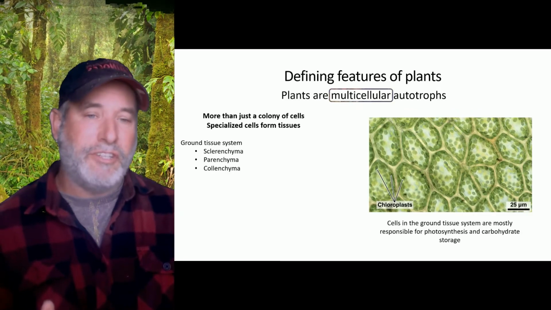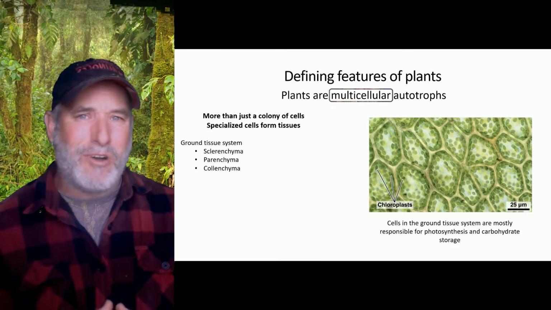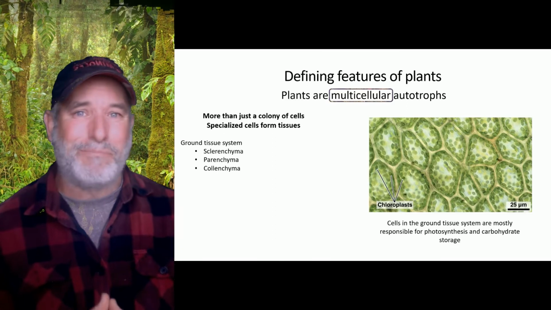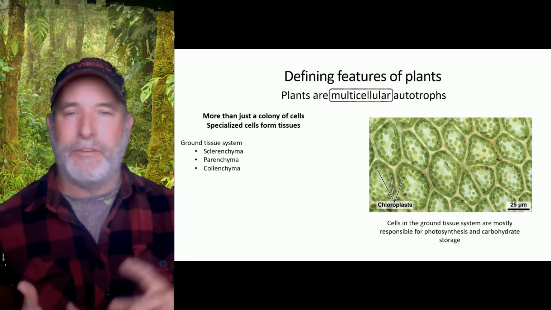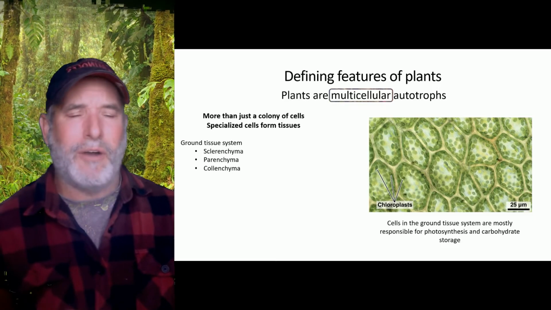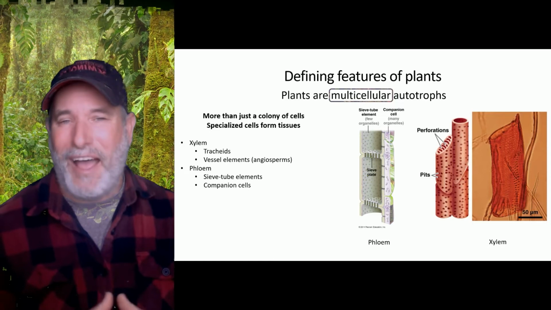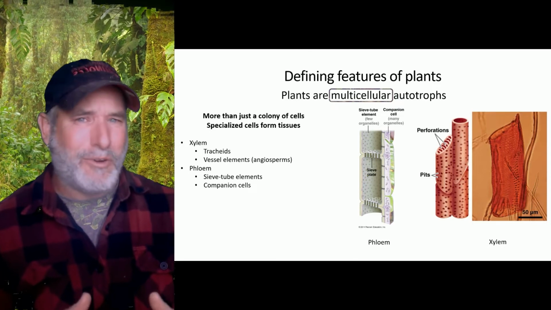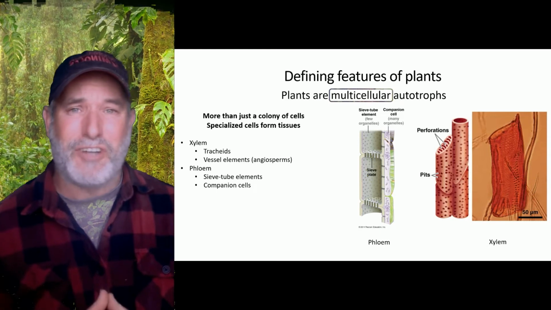And you might have the ground tissue system. Oh, we're going to talk about these later. Sclerenchyma, parenchyma, and collenchyma cells. The ground system is just the main part of the plant that is doing photosynthesis or storing carbohydrates. We'll come back to that. And of course, you have a vascular system in plants. We're going to talk about that too in depth throughout this series of lectures on plants.